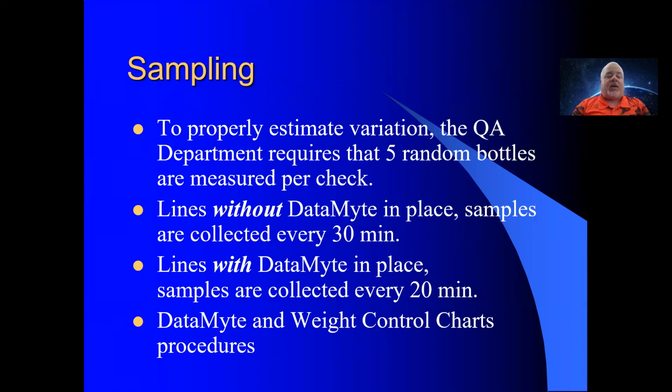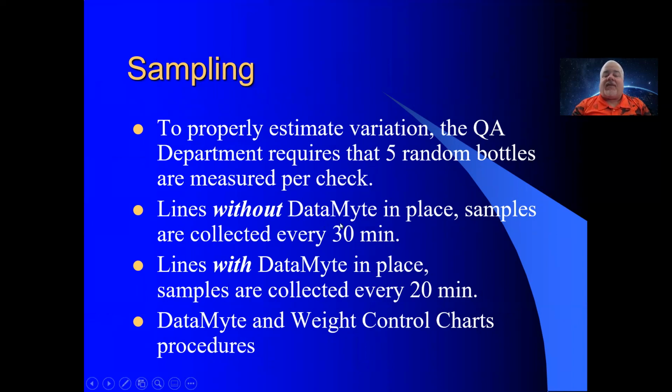Sampling, the next topic. To properly estimate variation, the Quality Assurance Department requires that 5 random bottles are measured per check. So this is a bottle of spices line. That's the training group we were dealing with. There are other things, the bowl packs and bags and things like that. But in the bottling line where we were training, they do 5 random bottles per check. And there was a machine in their facility called Datamite.